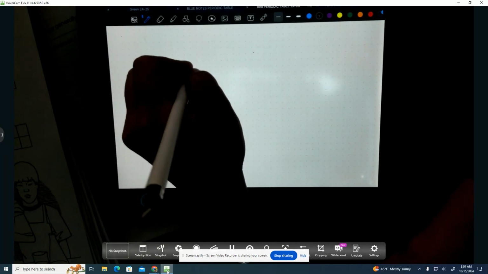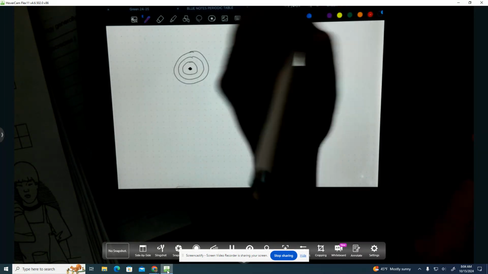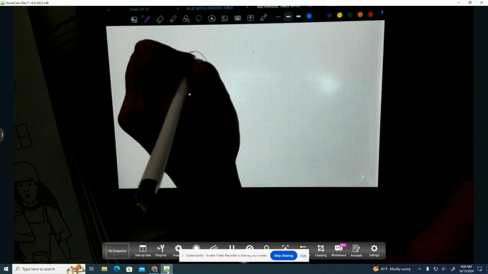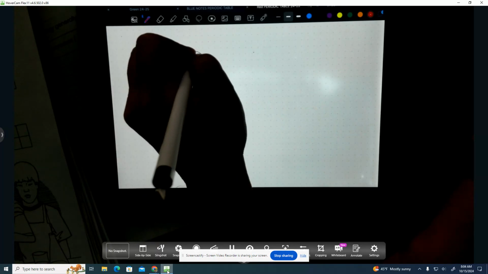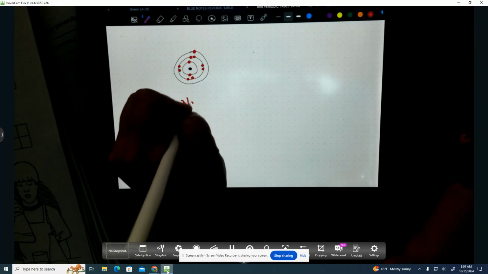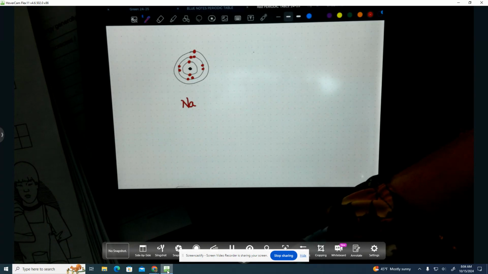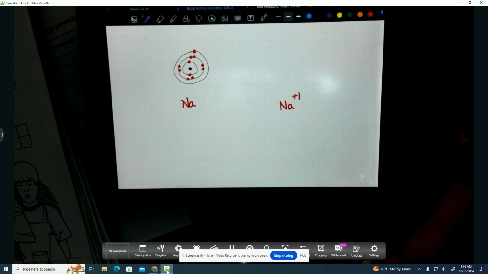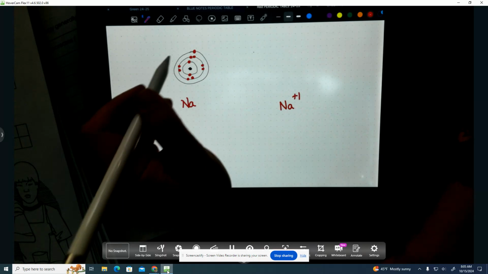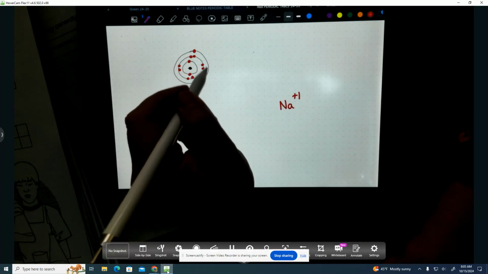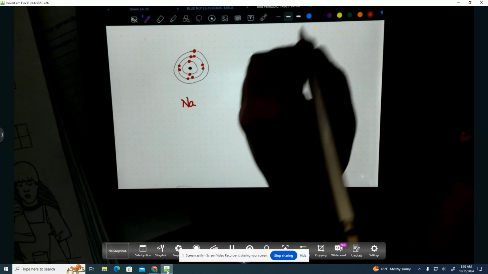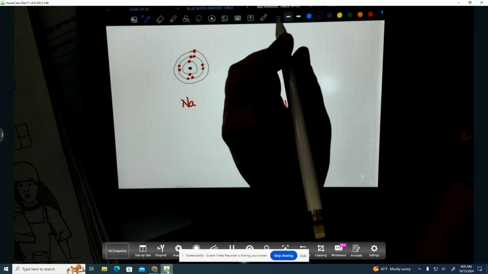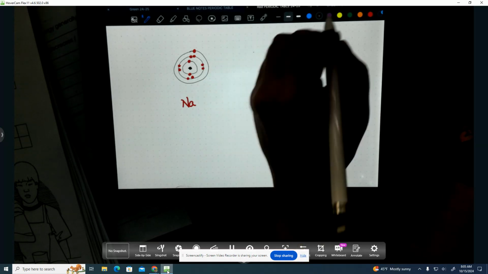Let's look at sodium. Here's the sodium nucleus. The first ring, second ring, third ring. The first ring you have 2, the second ring you have 8, and the third ring you have 1. That's a sodium atom. You see it now? When you become a sodium ion, what are you losing? No, you're not losing the atom. You lose the electron. But when that electron goes away, what else is going away? The ring. So instead of having 3 rings, you now only have 2 rings.